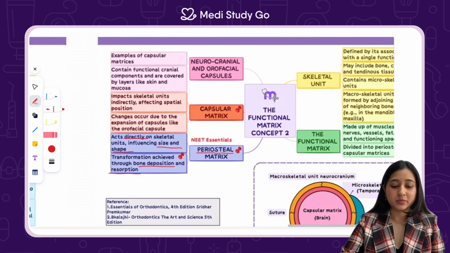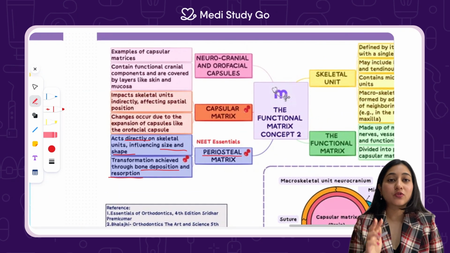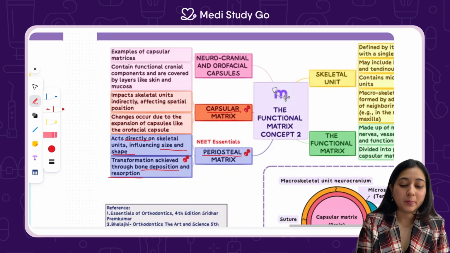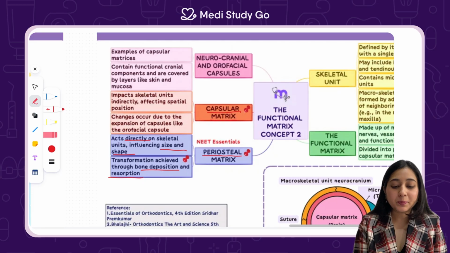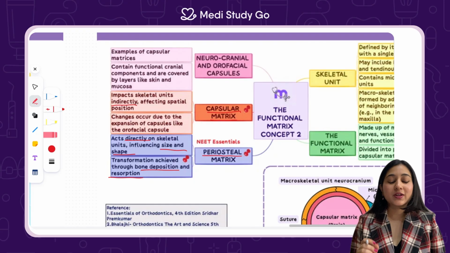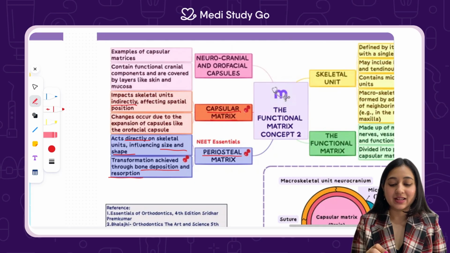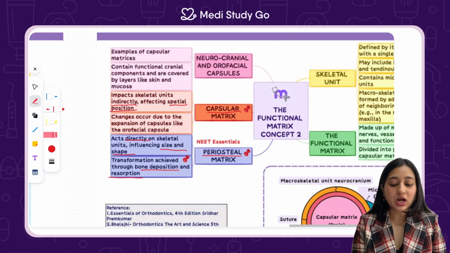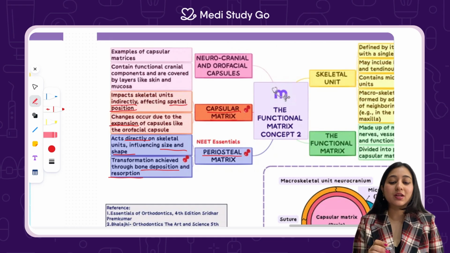Now let's see the capsular matrix. As I told you, the two parts of the functional matrix are the periosteal matrix and the capsular matrix. The capsular matrix impacts the skeletal units indirectly, affecting the spatial position. So as we studied, the periosteal matrix acts directly, whereas the capsular matrix acts indirectly. They affect the spatial position. The periosteal matrix affects the size and the shape, whereas the capsular matrix affects the spatial position. The changes occur due to expansion of the capsules, like for example the orofacial capsules.